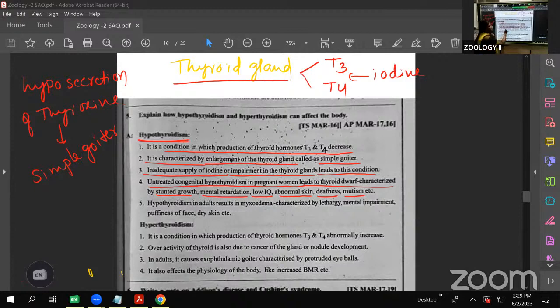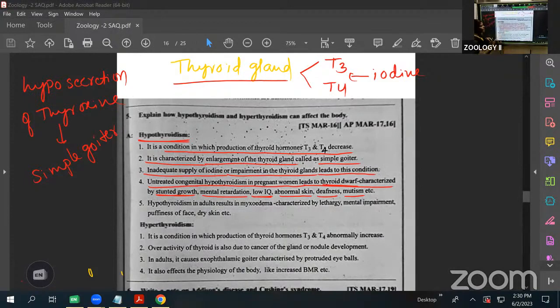What will happen is the child becomes a thyroid dwarf. What are the characteristics? Growth is stunted, and mental retardation is there. Low IQ levels are present, along with abnormal skin, deafness and mutism. These characteristics are there in the children. Next is hypothyroidism in the children like this.